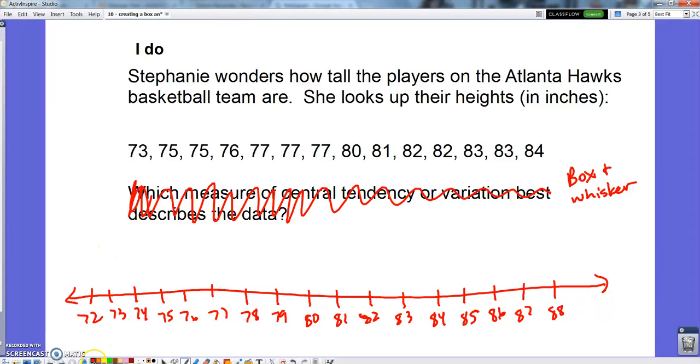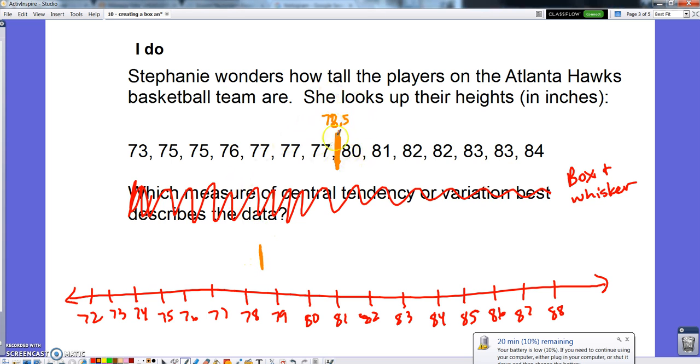So here's what I do. The first important number I need is the median of the data set. So there are 1, 2, 3, 4, 5, 6, 7, 8, 9, 10, 11, 12, 13, 14 Atlanta Hawks. So if I split it in between, there are 7 and 7. So my median is right there. It's between 77 and 80, and halfway between 77 and 80 is 78 and a half. That's the first number I need. So I'm going to take my median, 78 and a half, and put a short line segment right there. That is the midpoint of all my data.